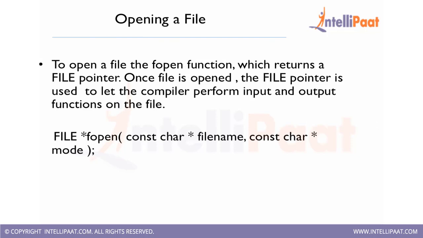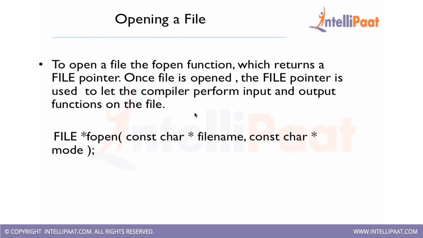So let's see how to open a file using a C program. To open a file, the fopen function is used. There is a function provided by C which is called fopen, which returns a file pointer. Once the file is opened, the file pointer is used to let the compiler perform input-output operations on the file. Once we get the file pointer, any operation that we perform using it will be reflected in the file. That is why we use a file pointer.